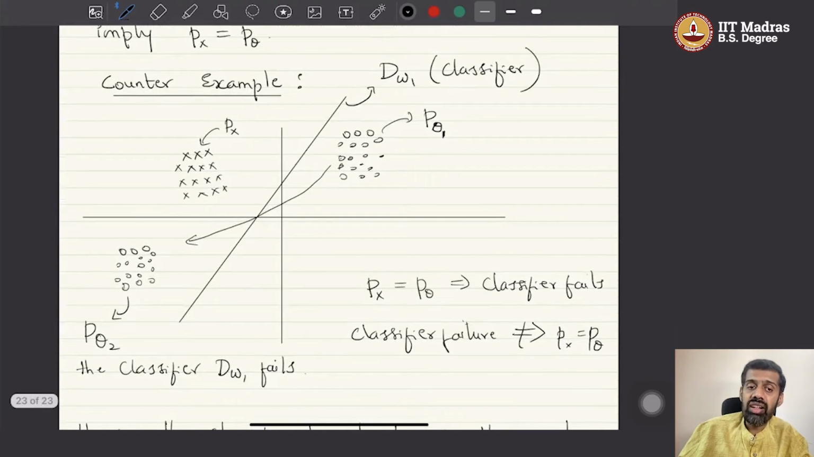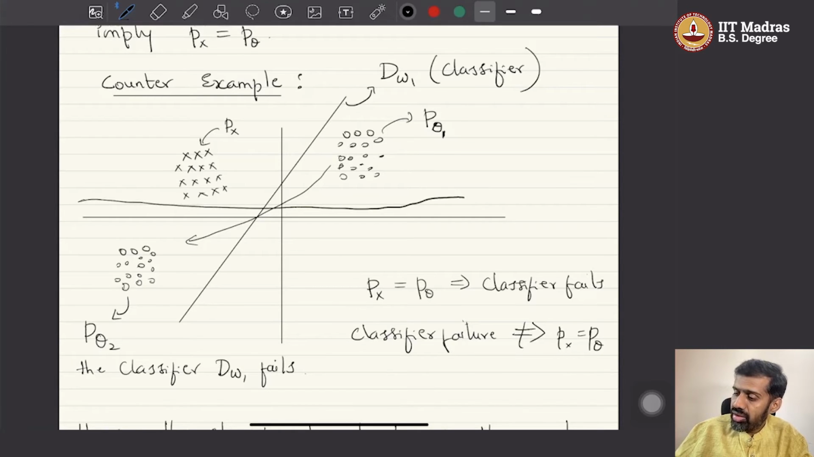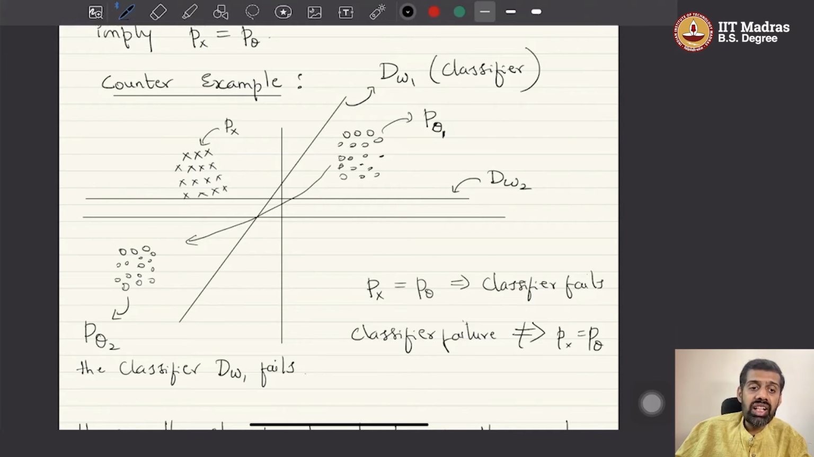So now when we have the flexibility of changing our classifier, then what might happen is that once we move our data to p theta 2 from p theta 1, we can simply change the classifier as well. The classifier can be this. So let us change the classifier and call this dw2. Now under p theta 2, the classifier dw2 does not fail to distinguish between px and p theta 2.